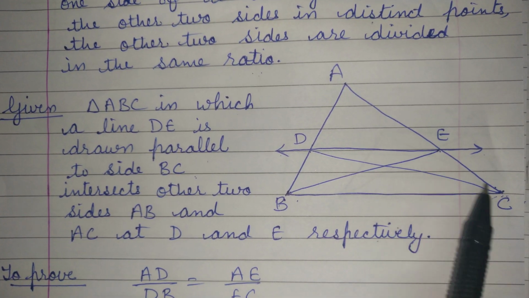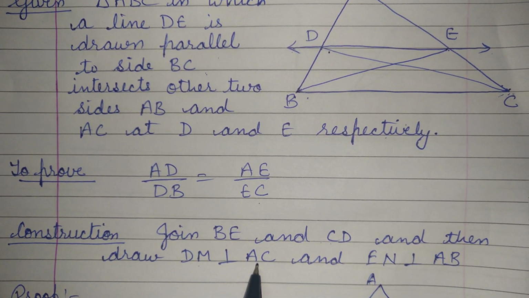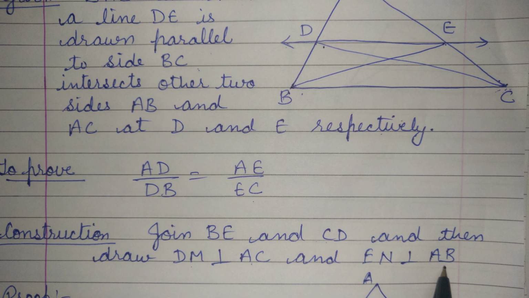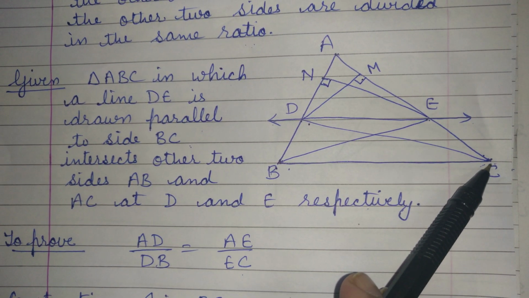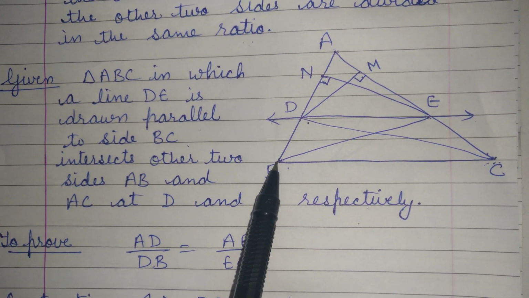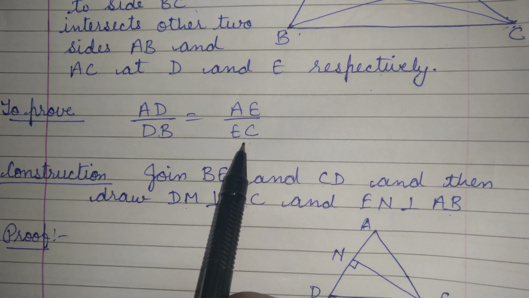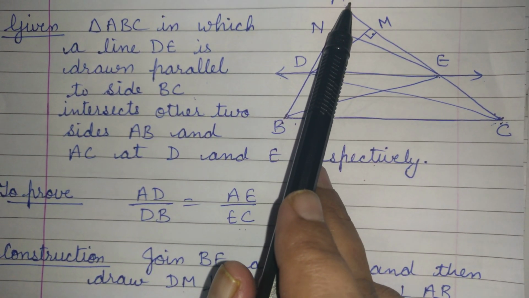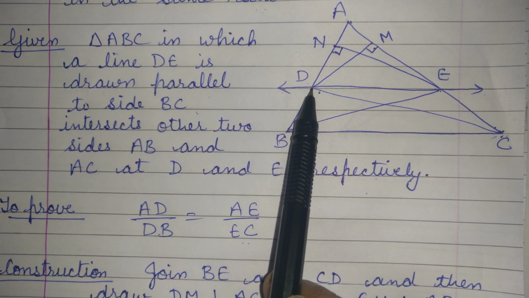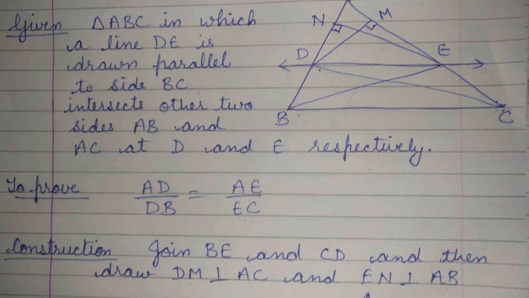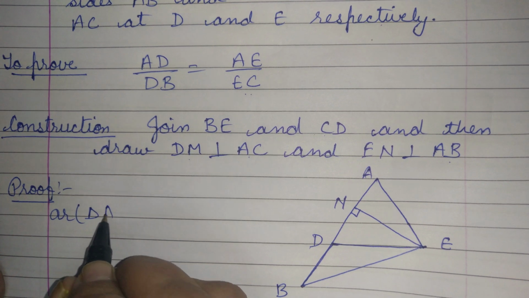After joining BE and CD, we will draw DM perpendicular to side AC and EN perpendicular to side AB. I have drawn DM perpendicular to side AC and EN perpendicular to side AB. Now to prove AD upon DB is equal to AE upon EC, we have to take ratio of area of triangle ADE and area of triangle BDE first of all.